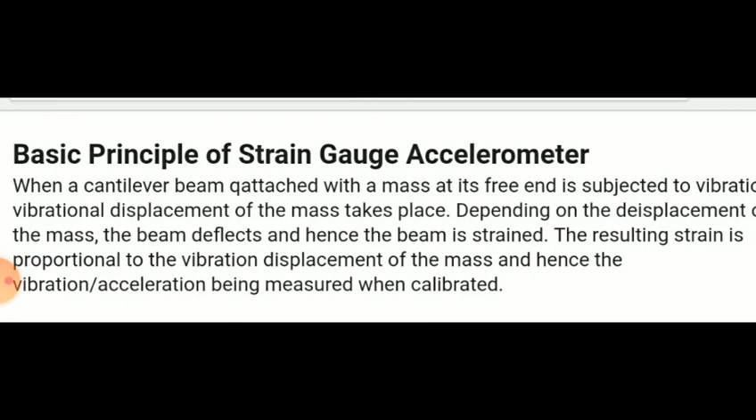The basic principle of the strain gauge accelerometer: when a cantilever beam attached with a mass at its free end is subjected to vibrations, vibrational displacement of the mass takes place. Depending on the displacement of the mass, the beam deflects and the beam is strained. The resulting strain is proportional to the vibration displacement of the mass and hence the vibration or acceleration being measured when it is calibrated. So this is the basic principle of the strain gauge accelerometer.